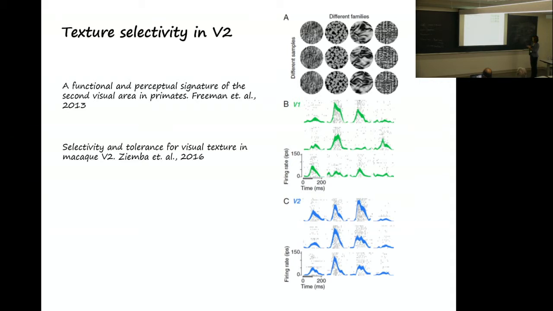So at the level of V1, the neurons actually care about these individual members. Whereas at the level of V2, the individual members don't drive differential responses. It's an entire family that drives similar responses.